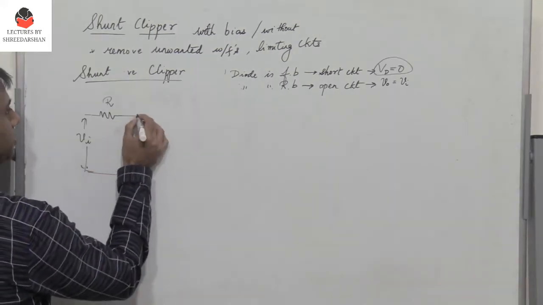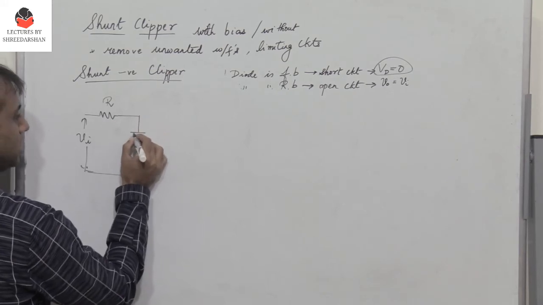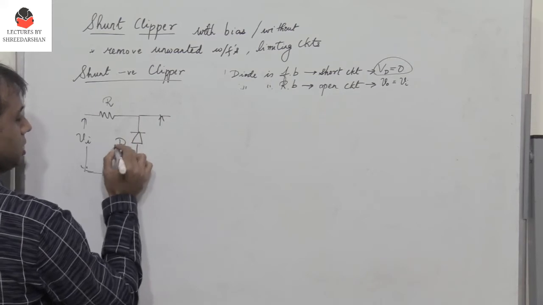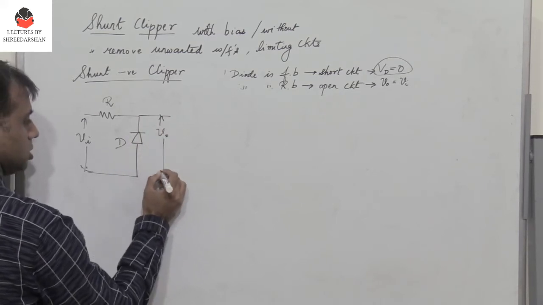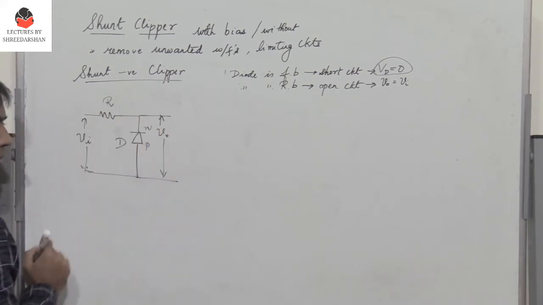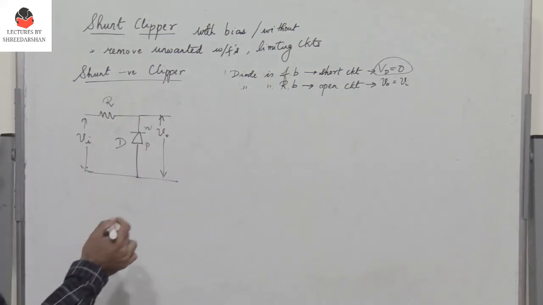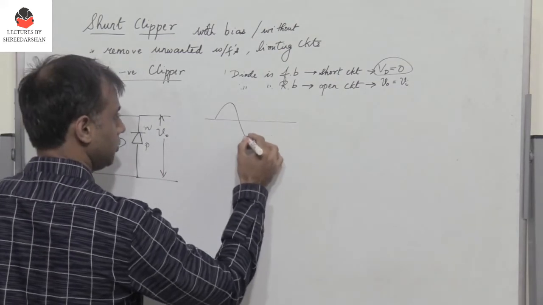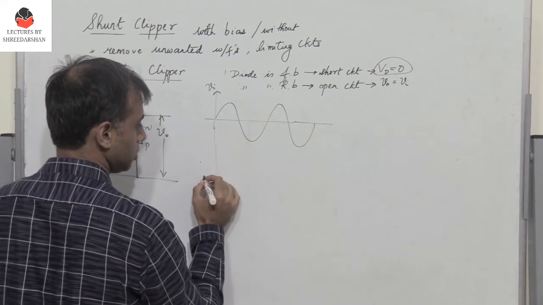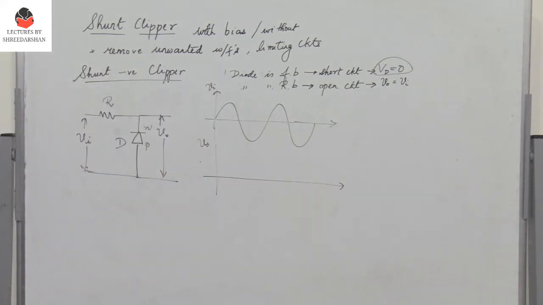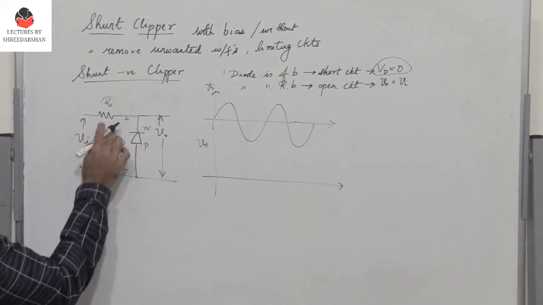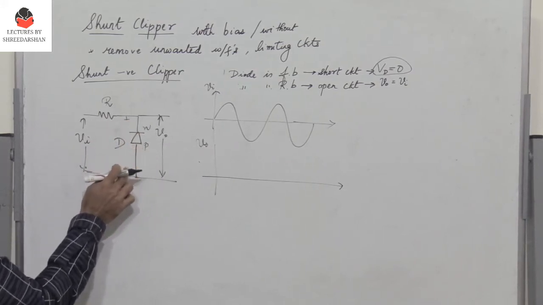A shunt negative clipper is very simple. Without bias, I have a diode connected, and across the diode D I have the output voltage. So this is P and N. This is the input Vi, and then we have the output voltage V0. During the positive half cycle, I have plus and minus, so plus is connected to N and P is connected to negative.